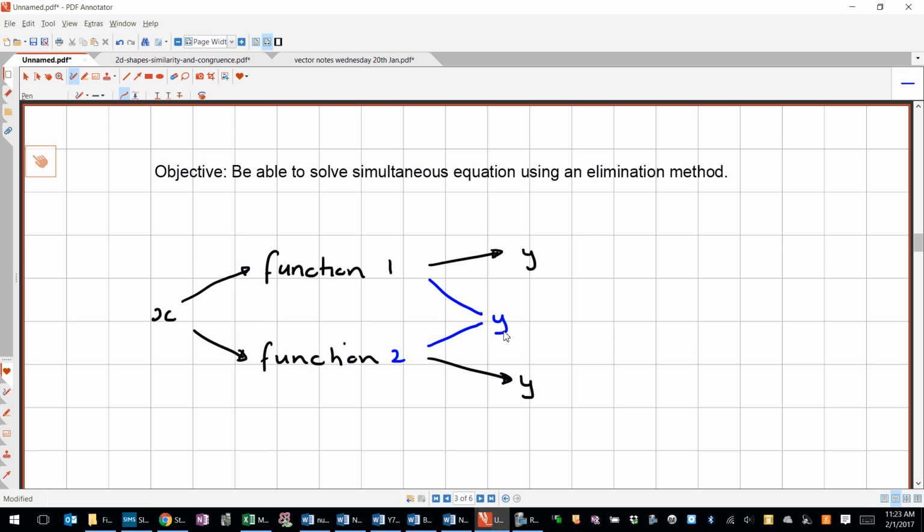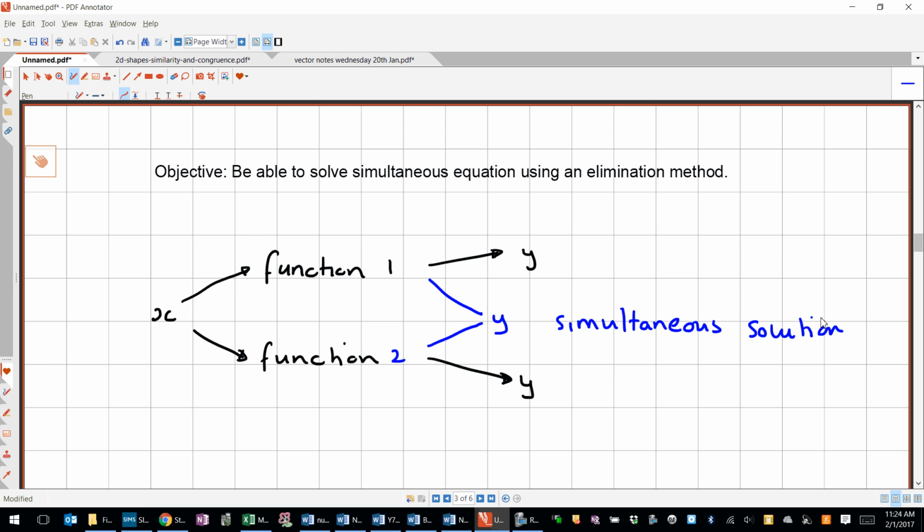Okay, so this would be the simultaneous solution. So we're finding, when we've got two different functions, which value of x goes into both functions to give the same value of y, instead of putting a value of x in and getting two different values of y.